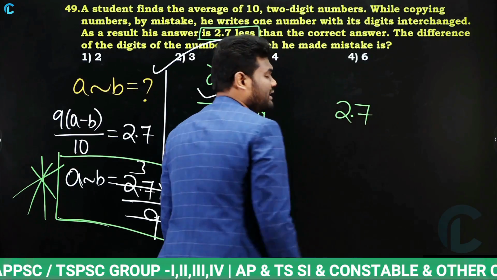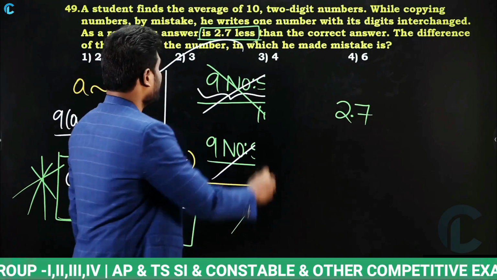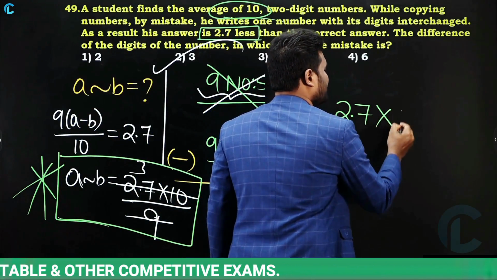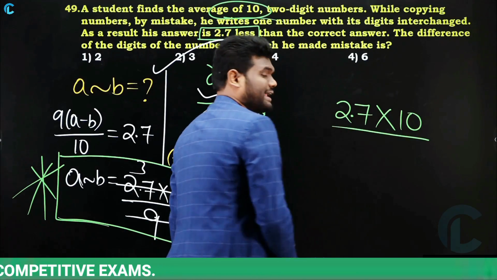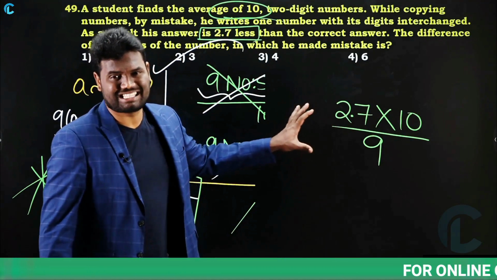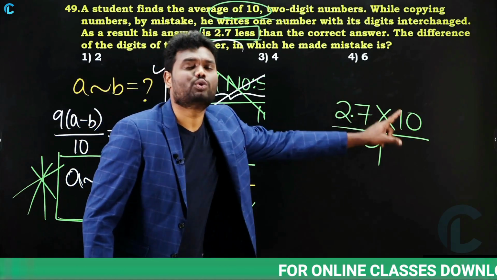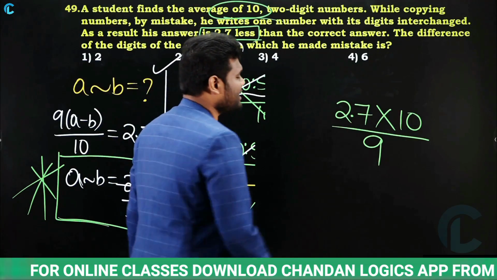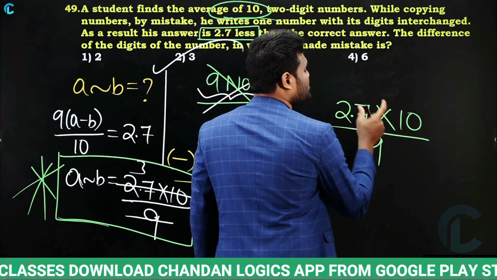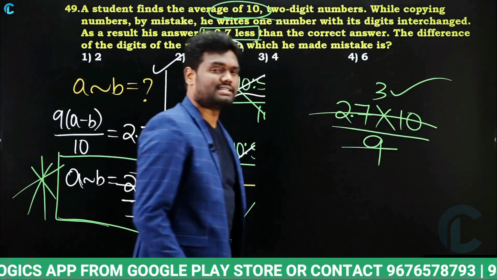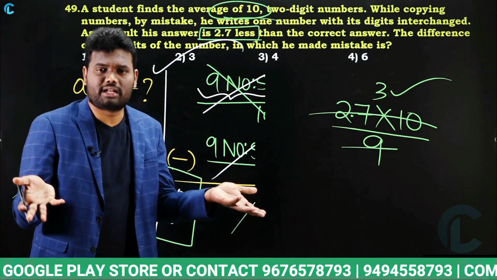As you got a 2.7 difference, write the 2.7. Here you have how many numbers? 10 numbers. As you have 10 numbers, it is going to be into 10. Divided by 9. As these are 2-digit numbers, you need to take it as 9. Now calculate: 2.7 into 10 is nothing but 27. 27 divided by 9, how many times? 3 times. So I can say that the difference in the digits is nothing but 3.